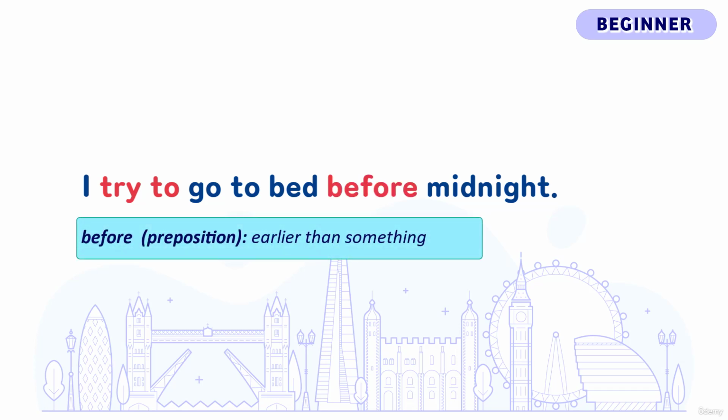Also in this sentence, we've used the preposition before with a time phrase. And we use before to talk about a time earlier than another time. And midnight means 12 a.m. So before midnight would be a time earlier than 12 a.m., such as 11 p.m.